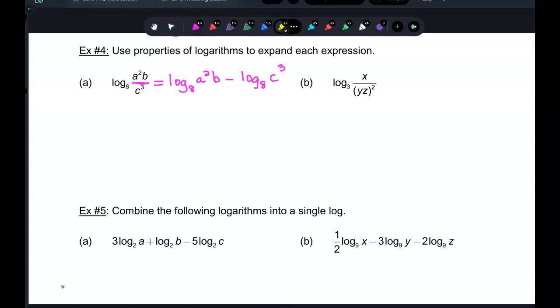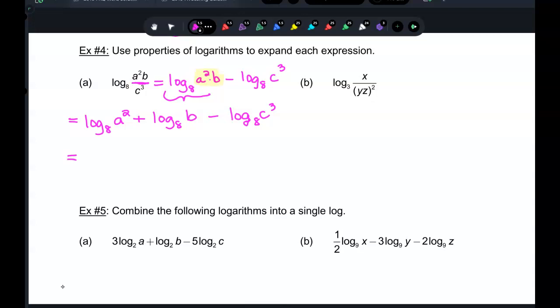Okay, next I'm going to work with this part. So I have an a squared times b. So I'm going to turn this portion into an addition. So I have log base 8 of a squared plus log base 8 of b minus log base 8 of c cubed.